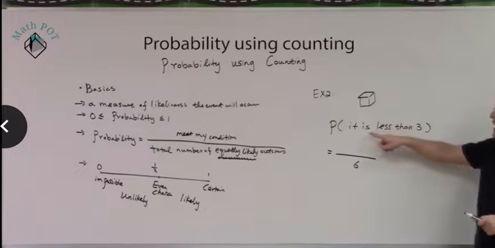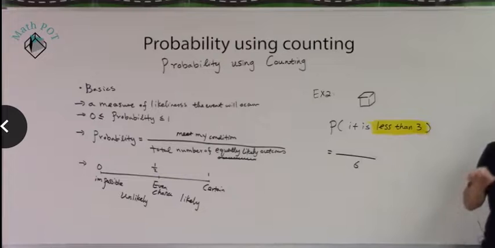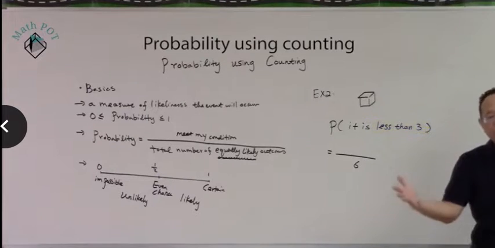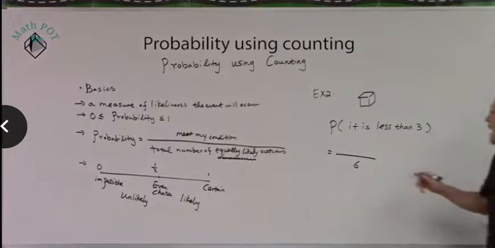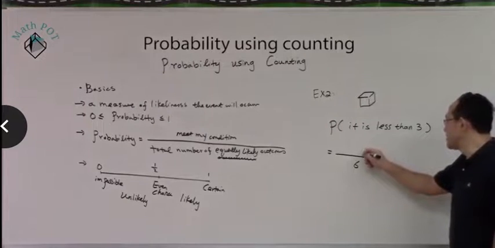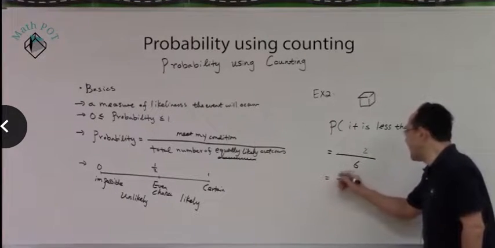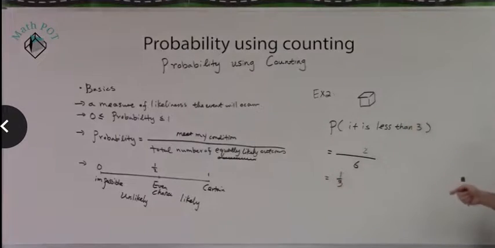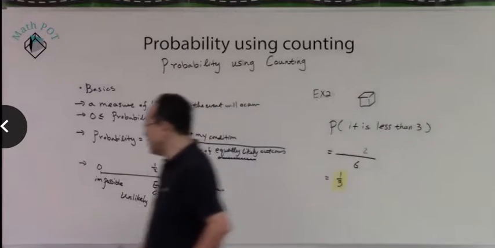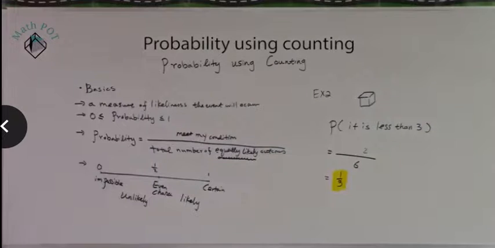So how many numbers are less than 3? Of course, could it be 1? Could it be 2 only? So that means we have only 2 outcomes meeting the condition. Of course, that gives us 2 over 6. So simplify. That means probability is nothing but 1 over 3. That's how you understand some basics about the probability.